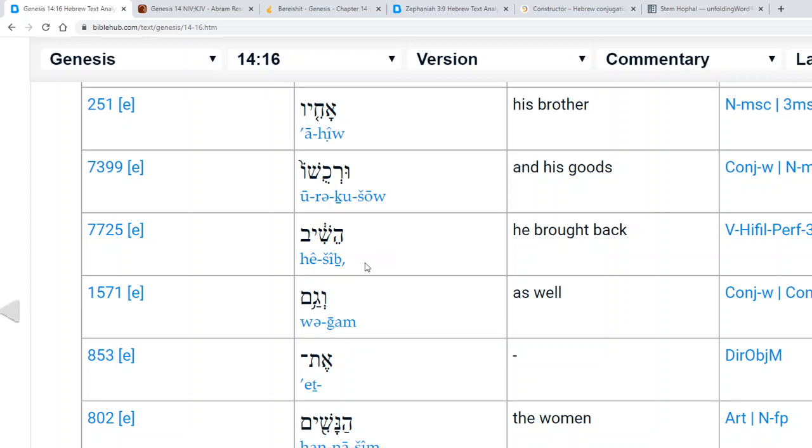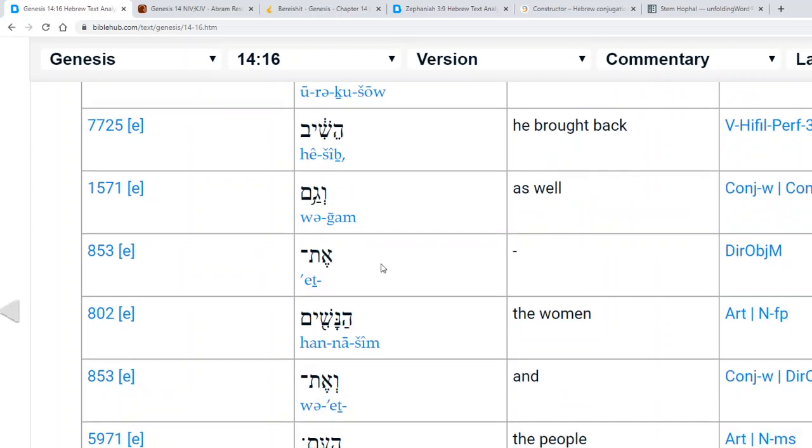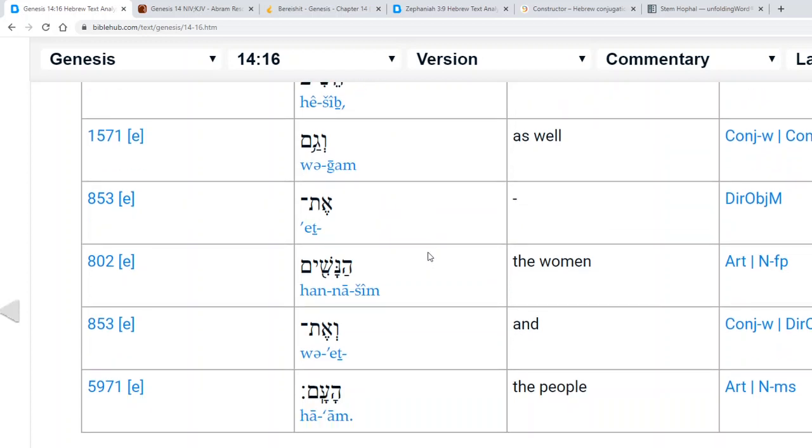Vegam et hanashim. So conjunctive of gam means also. Et is the direct object marker. Ha-nashim. So hey is the article. Nashim is women, right? Like we said, ish is man, isha is woman. Anashim is men, and nashim are women. Okay? We've had that several times. Ve'et, conjunctive of, et is the direct object marker here. Ha'am, the people, right?